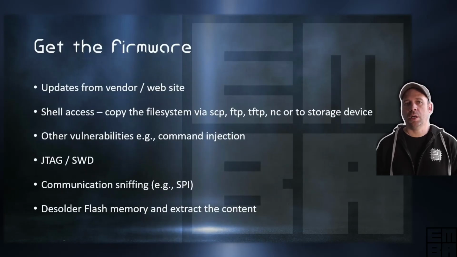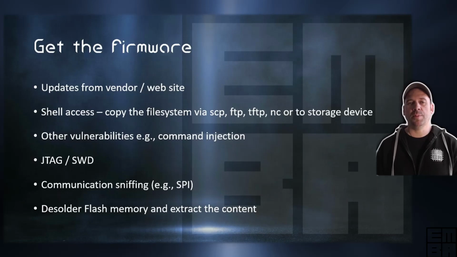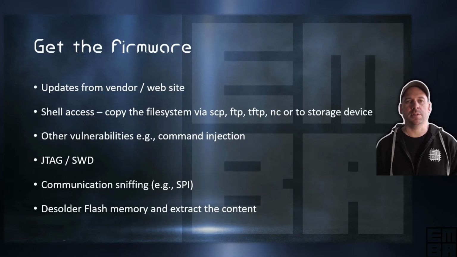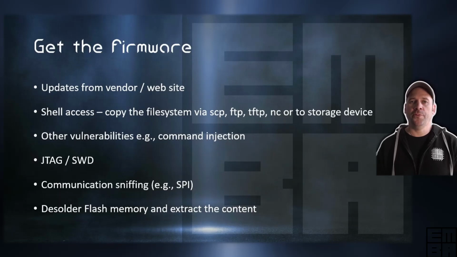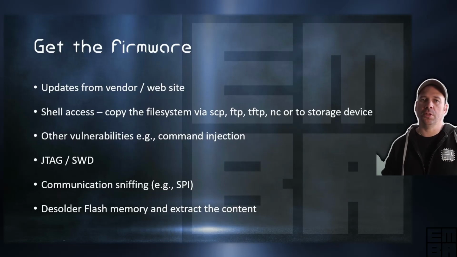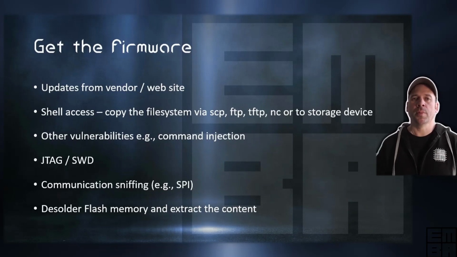But now, before we are starting with the automated area within EMBA, let's take a quick look at how we can get access to the firmware by itself. So there are different possibilities. For example, you can go to the website from the vendor, you can start digging into the website, and hopefully you will find some firmware updates on this website. You can download it, feed it into EMBA, and you're good to go.